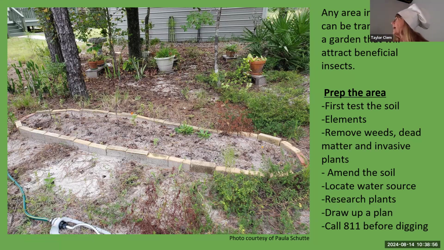Remove weeds, dead matter, and invasive plants. Amend the soil. Locate your water source. Research your plants and insects. Draw up a plan and always call 811 before digging so that you don't dig into some kind of electrical line and now you've just closed down your whole area.